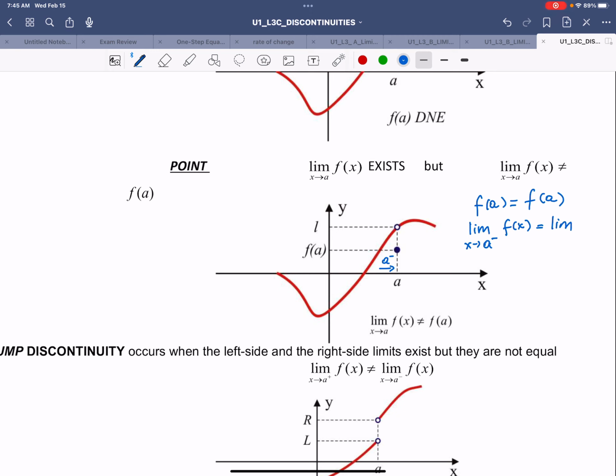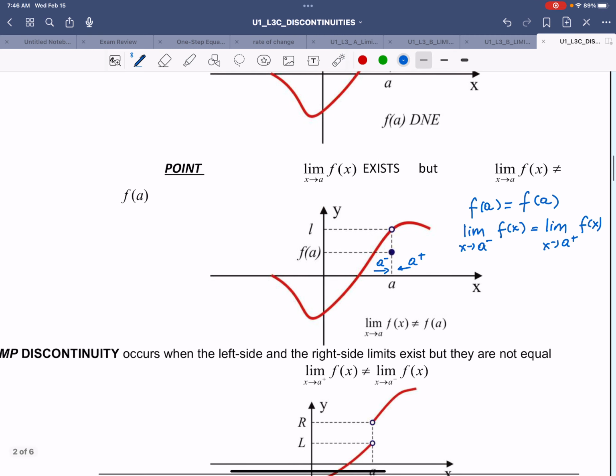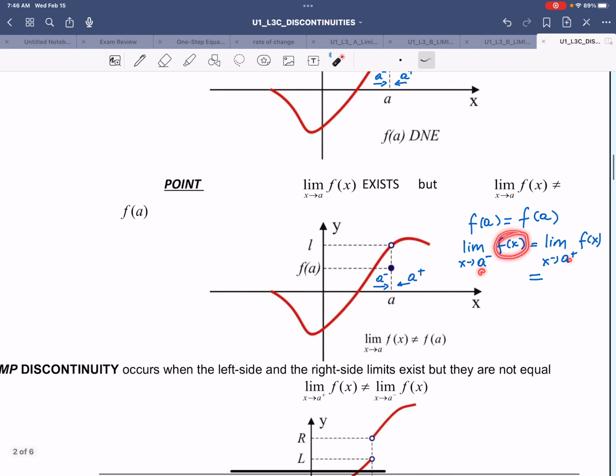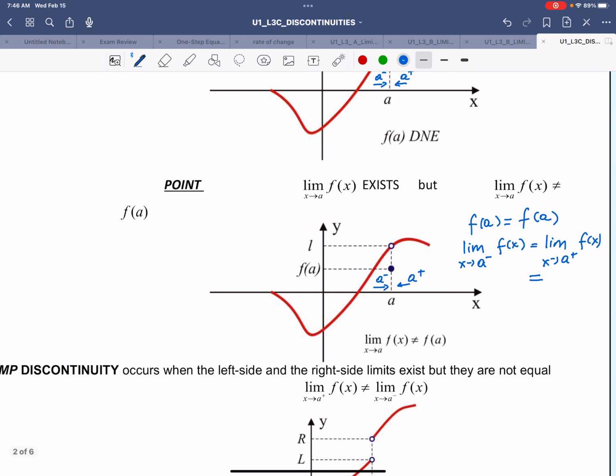And on the right-hand side, the limit is also equal to L. So you see, when you approach a from the right-hand side, the values of y are going towards L, which means that the limit of the function will exist, because the value of the function as x approaches a from the left and the right is approaching the same value L.